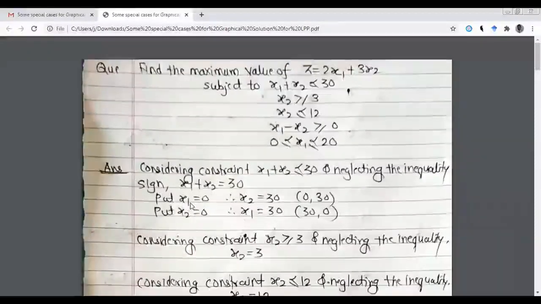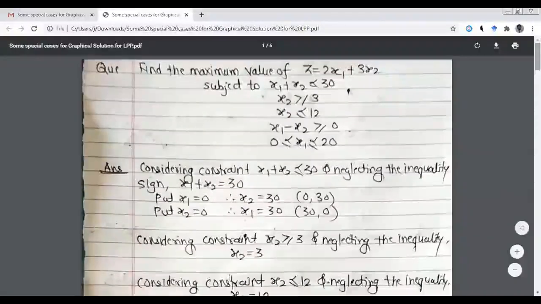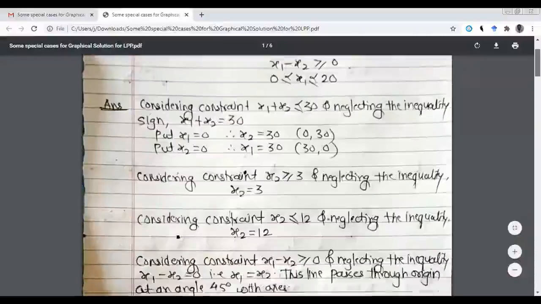If you put x1 equal to 0, the value of x2 comes out to be 30. We get the first point for this constraint line as 0 comma 30, right? If we put x2 as 0, we get the value of x1 as 30, and hence we get another point for this constraint line, that is 30 comma 0, right?